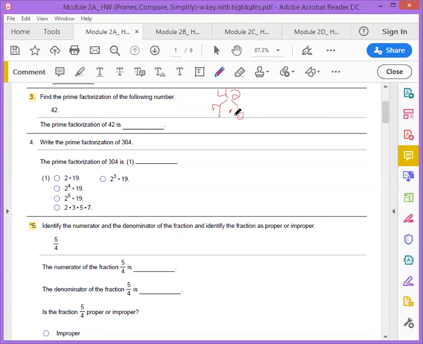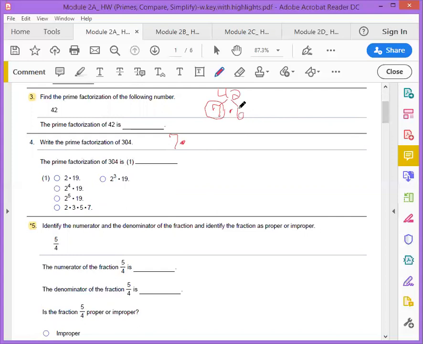Now the goal is to stop when you have prime numbers on either of these branches. On our branch to the left, we have 7, and 7 is a prime number. We'll go ahead and circle 7. That will be a part of our prime factorization. So I'm going to go ahead and write 7 down here at the bottom.